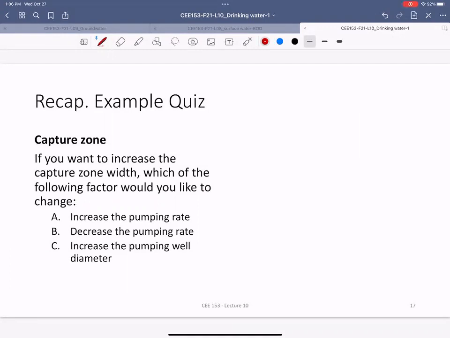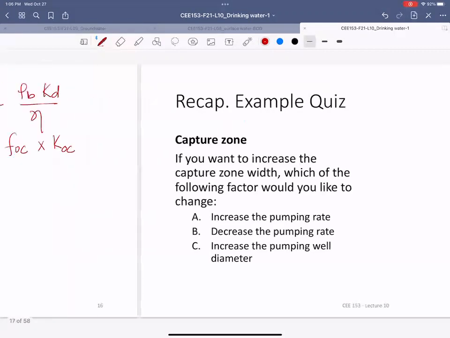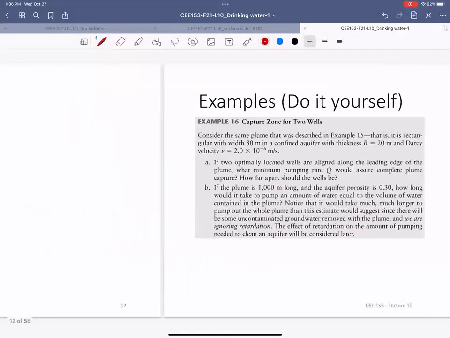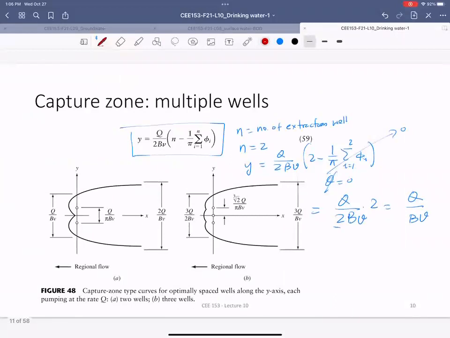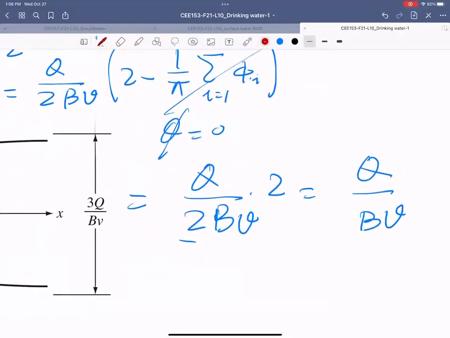Raise your hand if it is A. Some. Raise your hand if it is B. C. Okay, so if you see the capture zone width, which is just covered, is this. Okay.